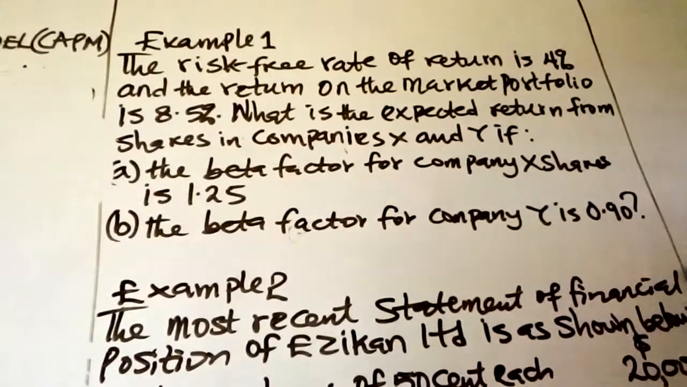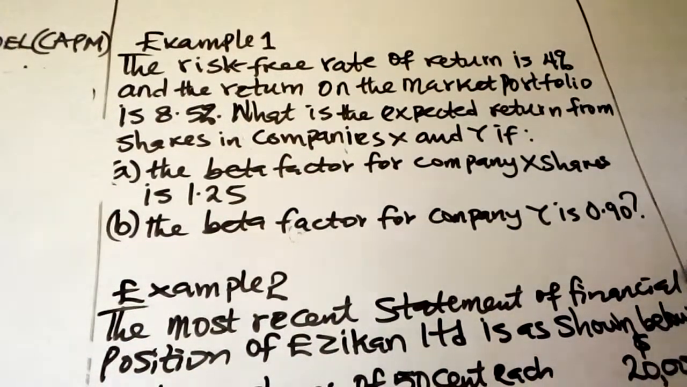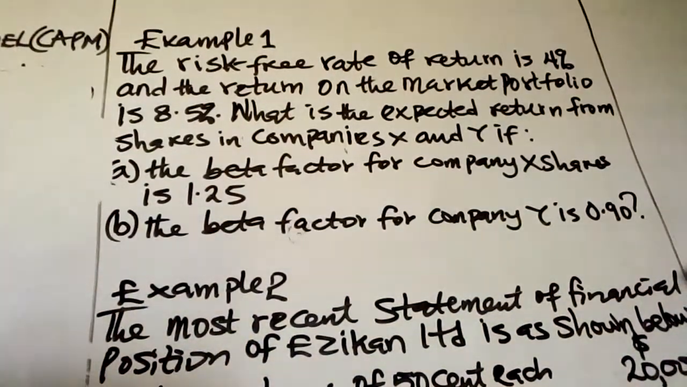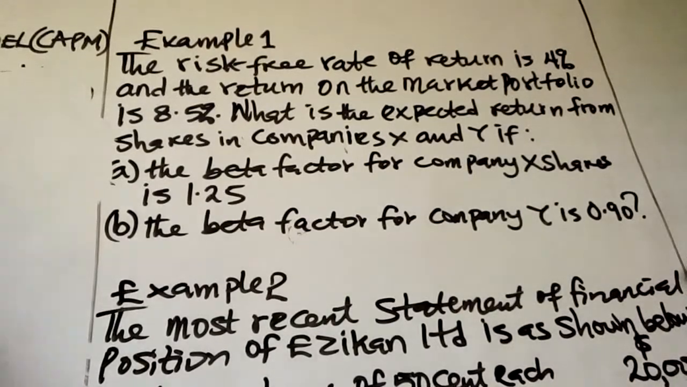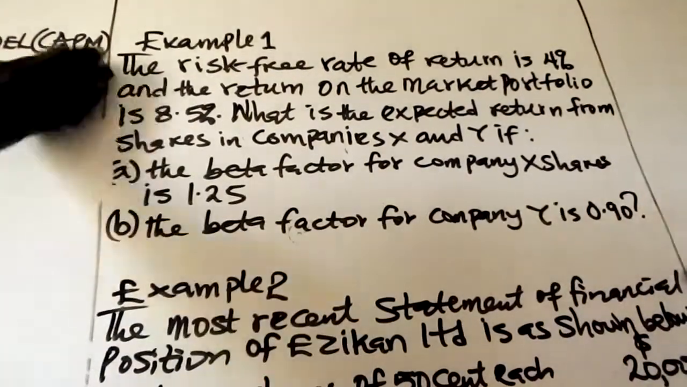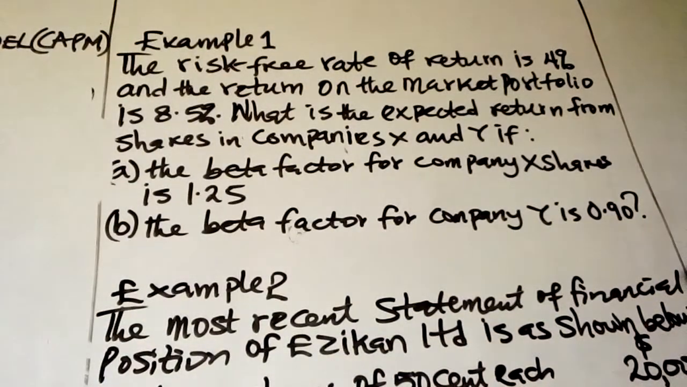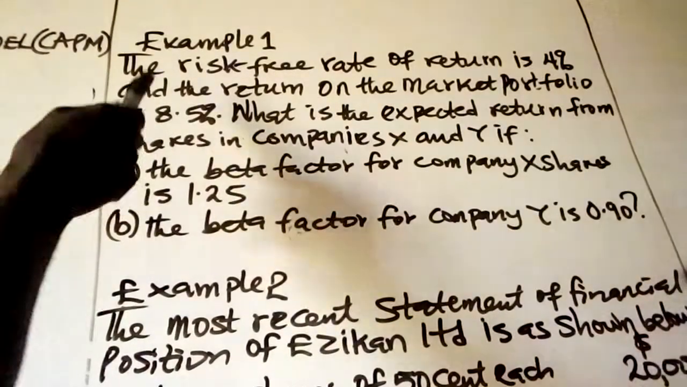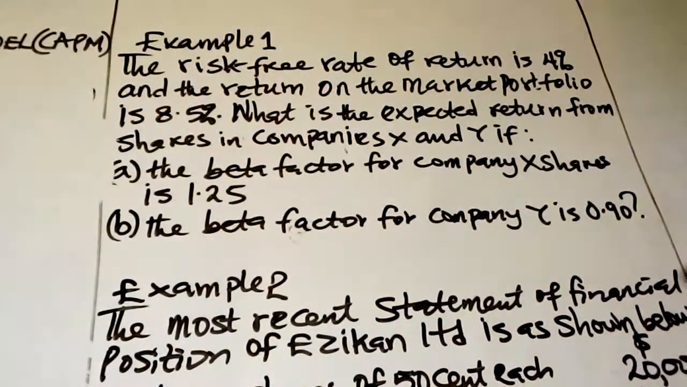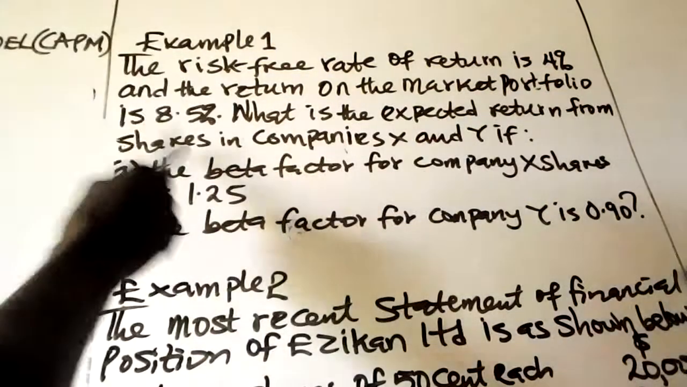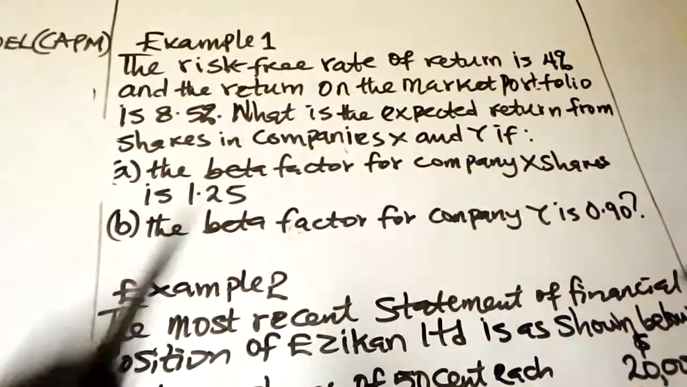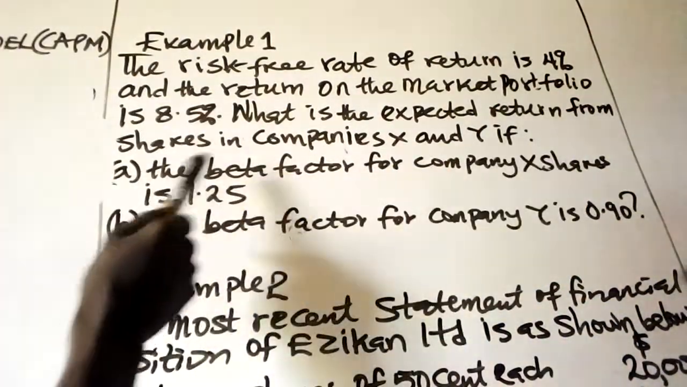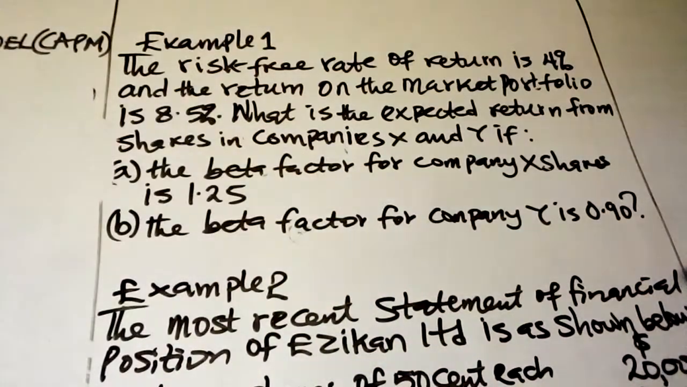The risk-free rate of return is 4%. That means our RF is 4%. And the return on the market portfolio is 8.5%. That is the market return, RM, which is 8.5%. What is the expected return from shares in companies X and Y, if (a) the beta factor for company X shares is 1.25?